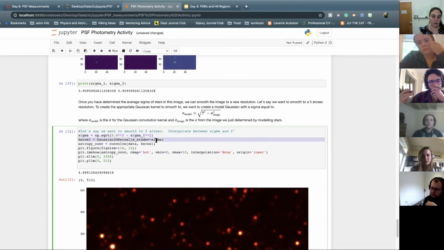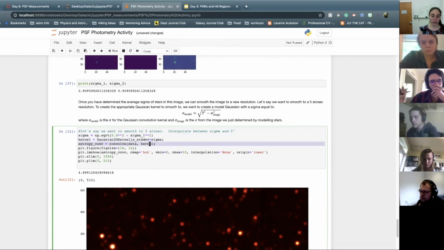And then you can use AstroPy to make a kernel, which is a smoothing kernel. It's just going to run through and convolve your image, multiply your image by this Gaussian, essentially. So you can say, I want the size of this Gaussian, the standard deviation of the Gaussian that you're going to use to smooth, to be equal to sigma. And then we just convolve it.